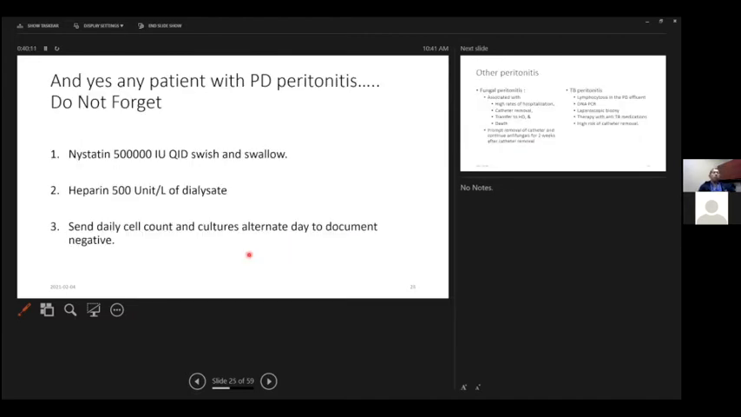Okay, what else do you do for peritonitis? Never forget nystatin, because when you treat PD peritonitis with antibiotics, fungi come along after 2 to 3 weeks. The fungal origin is from the GI tract, so give it by mouth, swish and swallow it, so it takes away all the Candida. You always use heparin if there are a lot of fibrin strands in the fluid so that the catheter does not get blocked. And send cell count and cultures alternately to document that they are negative. You have to have at least 1 or 2 cultures negative to document that the patient is being treated or cleared.